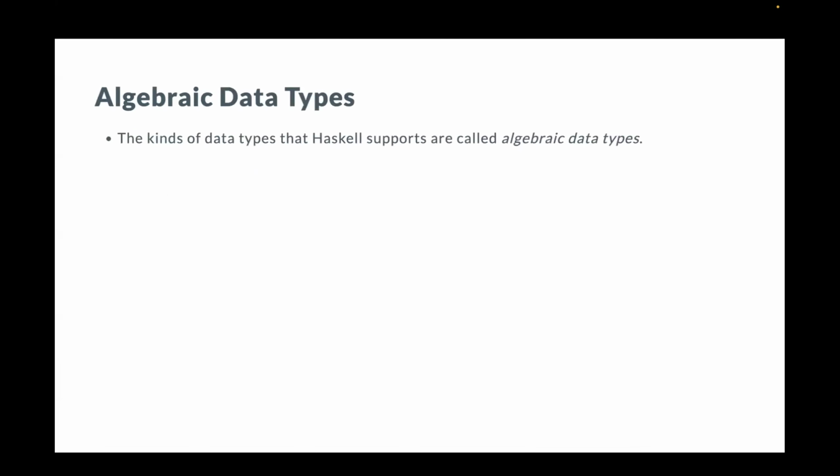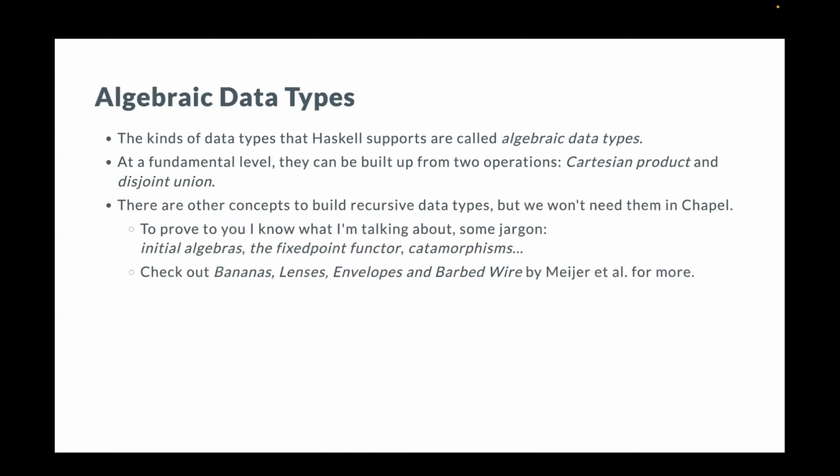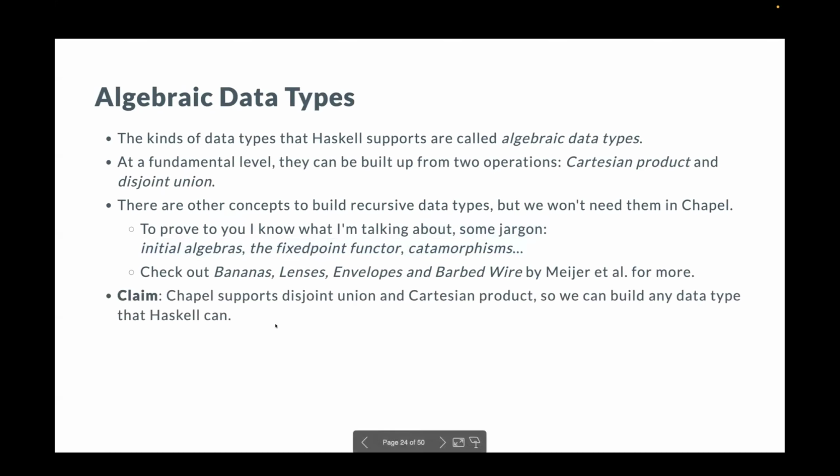In fact, the kinds of data types that Haskell supports, such as lists, are called algebraic data types. And at their core, they're built up from two operations: Cartesian product of types and disjoint union of types. There's a bunch of others that you need in Haskell to build recursive data types, but we won't need them in Chapel, so I'll skip over this. And here are some words that show you that I know these things exist and I believe in them. But in fact, my claim is that because Chapel supports disjoint union and Cartesian product, we can actually encode any data type that Haskell can encode.